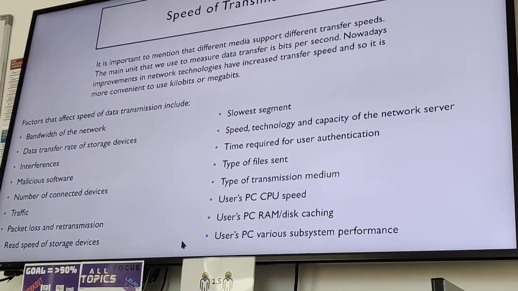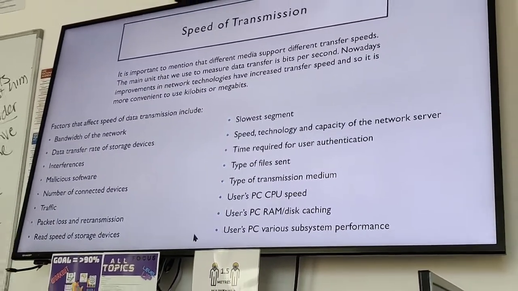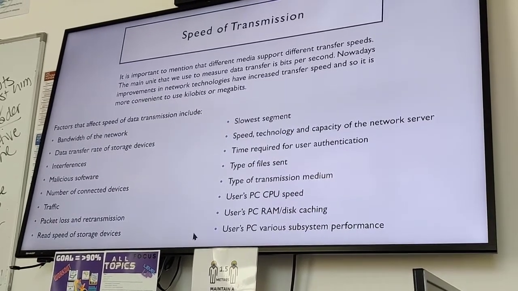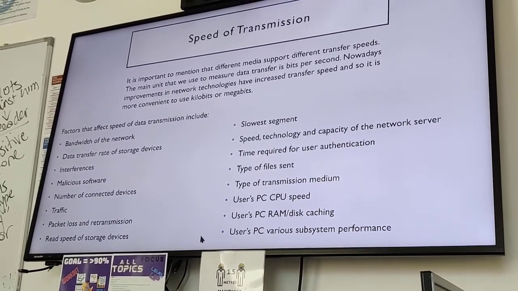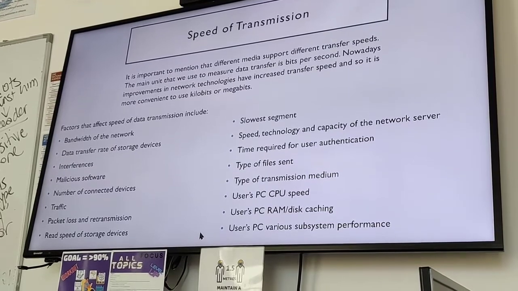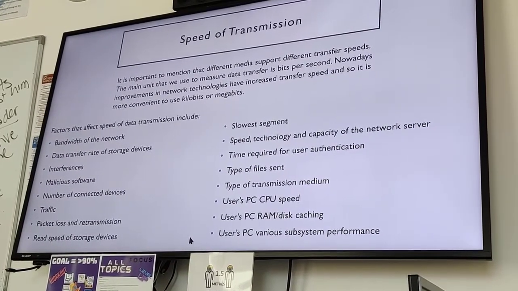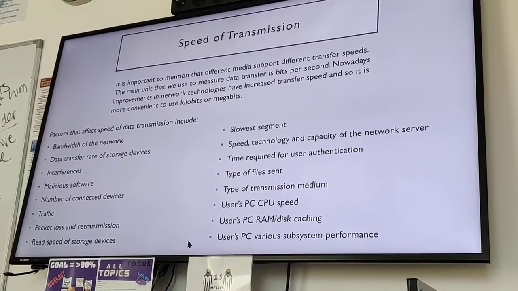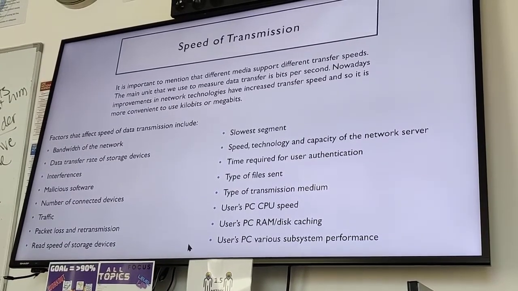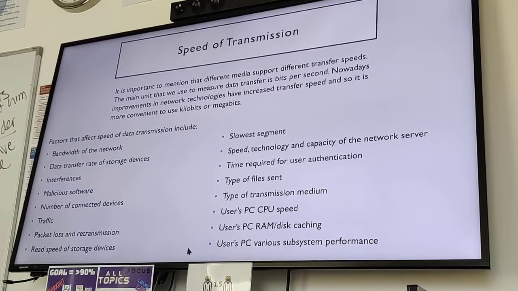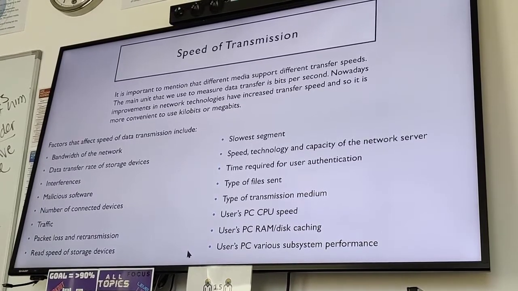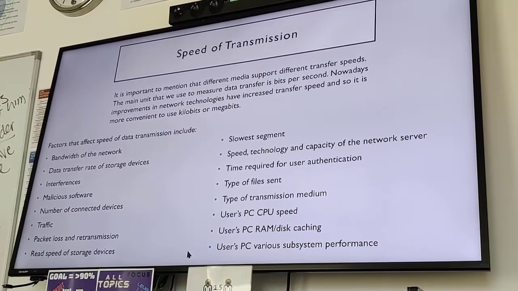So it is important to mention that different media support different transfer speeds. The main unit that we use to measure data transfer is bits per second. Nowadays, improvements in network technologies have increased transfer speed, and so it is more convenient to use kilobytes or megabytes. The theoretical speed of data in a medium is called bandwidth, and it depends on the signaling technique used and the physical properties of the medium.